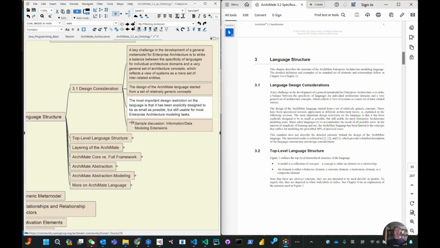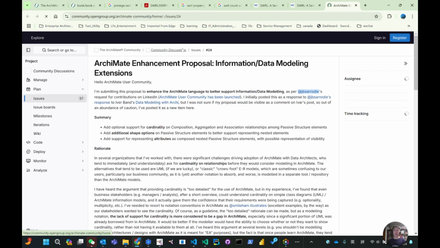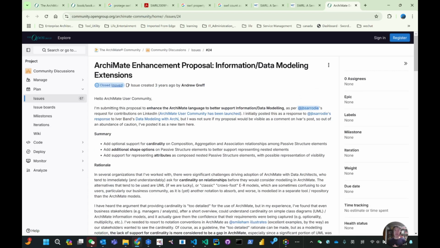Especially for this information layer and data layer, I gave you this link as one example. I have been observing this discussion for quite some time, I think already 3 years. It was triggered by Andrew Graph, a very interesting topic: how can ArchiMate cope with information and data modeling? Are we going to extend it to cover those, or are we going to limit the ArchiMate language to be as abstract as possible and treat information and data modeling as something to be done by other, more suitable tools?